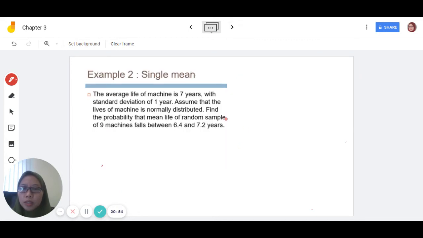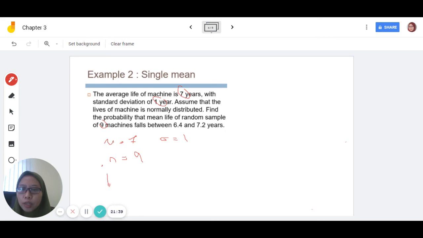Let's look at another example. This is also single mean, where the average life of a machine is 7 years, with a standard deviation of 1 year. So here we get the mean of the population, which is mu, is 7. Standard deviation of 1 year is the sigma of the population, which is 1. Assume that the life of the machine is normally distributed. Find the probability that the mean life of the sampling distribution of 9 machines falls between 6.4 and 7.2. You have 9 machines, this is n, the sample size.